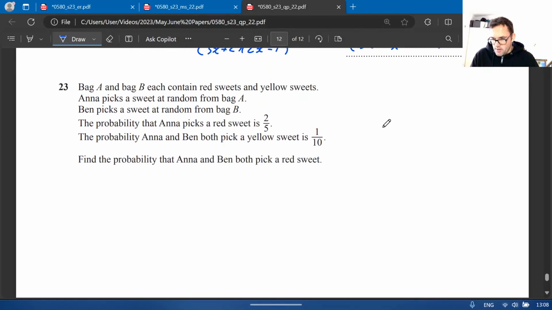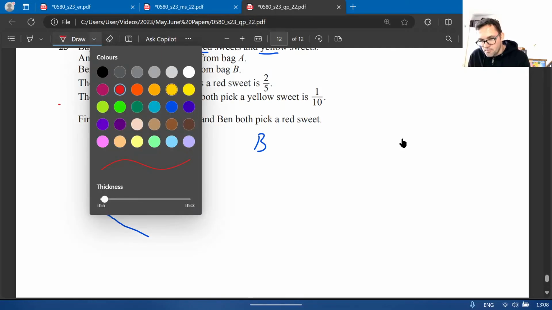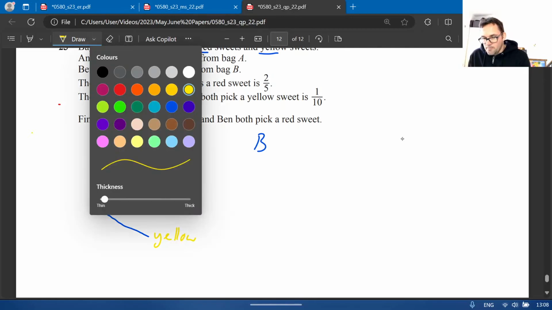Okay, so we need to think, there's bag A and bag B. And bag A goes with Anna, and bag B goes with Ben. So, in these bags are red and yellow sweets. So when Anna takes a sweet out, we're going to do this in the right color. She can now pick a red or a yellow sweet. Okay, just go slow.